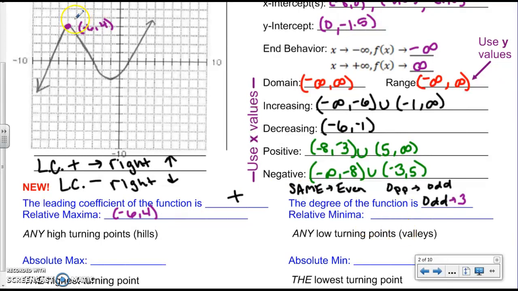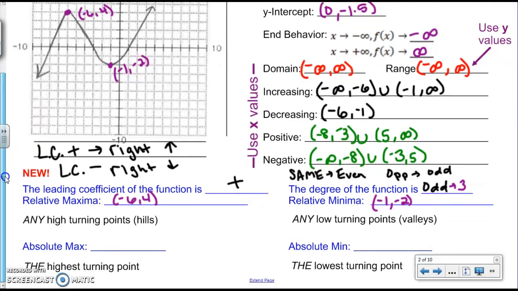Okay, minima comes from the bottoms or the valleys. So notice here I have a valley, goes down and then comes back up. So my ordered pair for that is -1, -2. That is a relative minima. Okay, it is possible that you can have multiple relative maximas and minimas in a graph. It just depends on what the degree is.